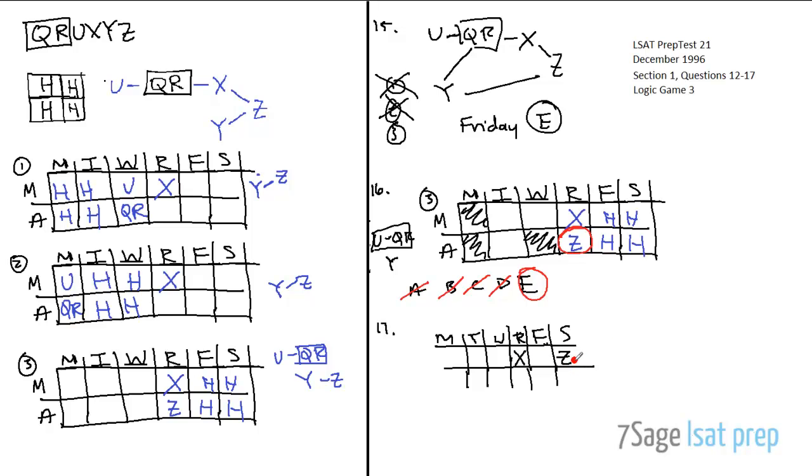Okay, which of the following can be true? So if Z is on Saturday morning, it's got to have everything else in front of it, right? So there's nothing here on Saturday afternoon. X is obviously in front of it. So what are the rules we need to satisfy? We need U before QR, and that's got to be before Thursday, and then we have to put Y before Z, but that's fine because we can put Y pretty much anywhere, right?